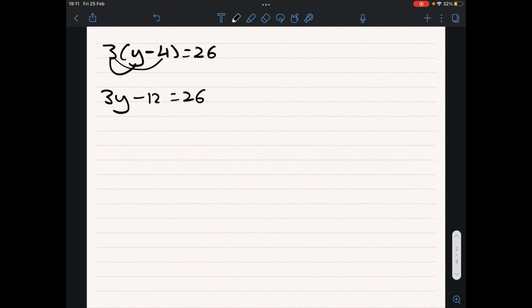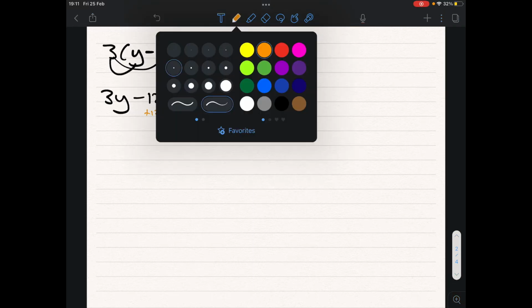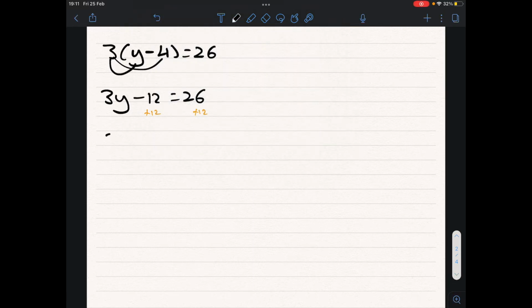Now remember, we have to isolate y. So we have to add 12 on both sides to get rid of the 12. Add 12. So we have 3y equals 26 plus 12, which then equals 3y equals 38. Remember, we need to isolate y, so therefore we have to divide by 3 to give us the answer.